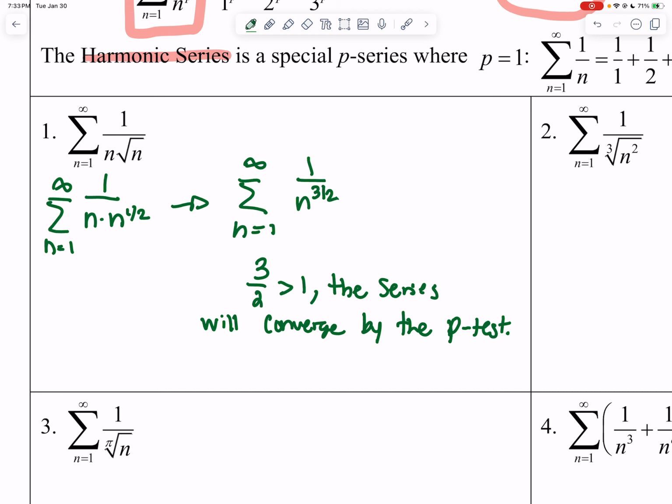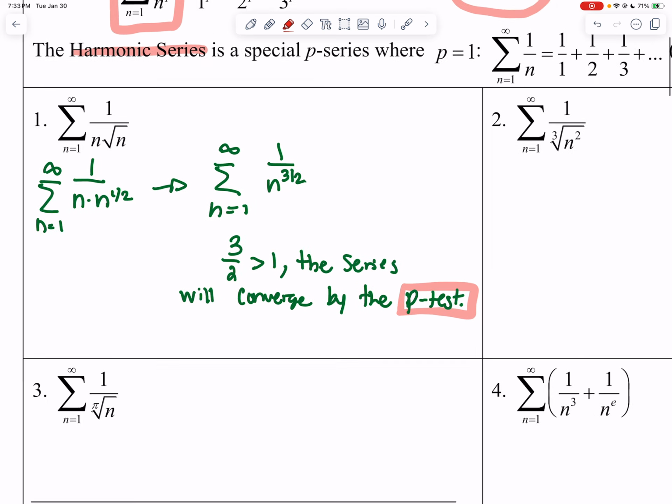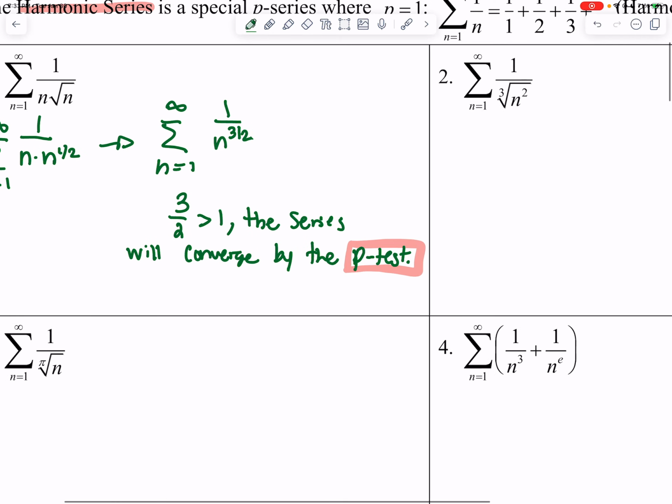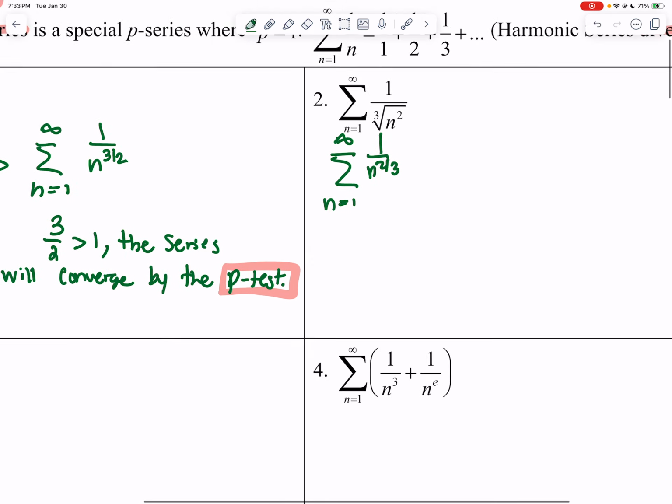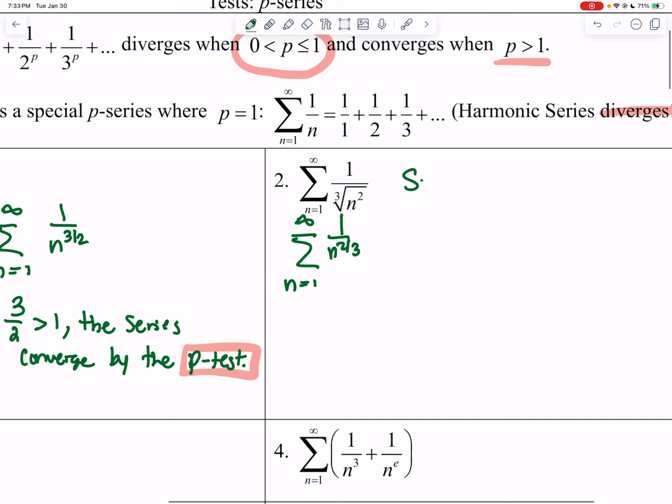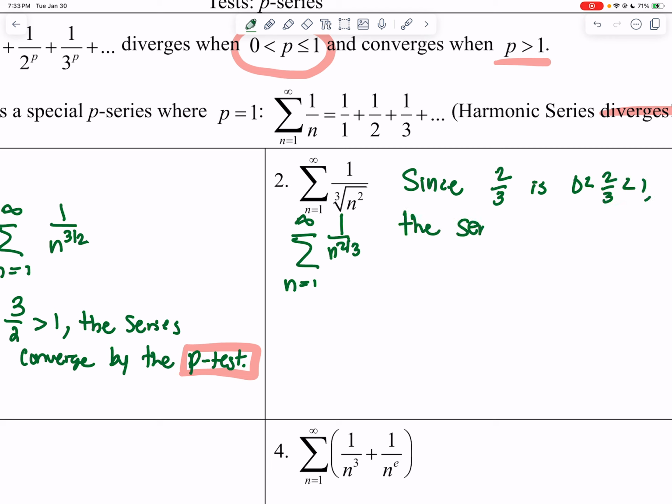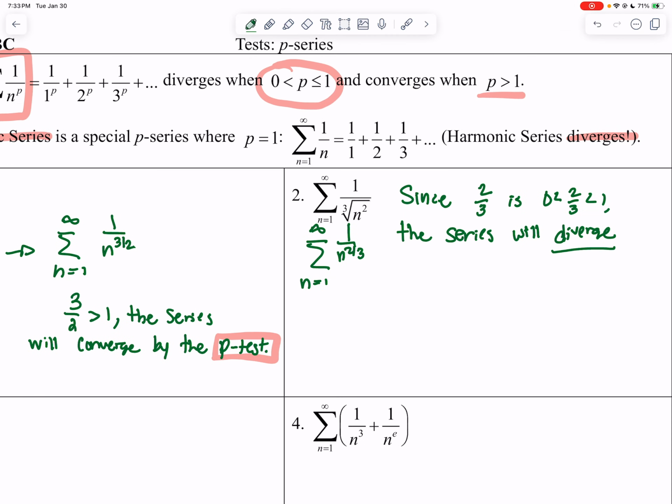Given that we have learned like 4 or 5 tests so far, it's important to note what test we're using. In this case, we're using the p-test. Same thing with number 2. I'm going to try and rewrite this so that I have n to the 2/3. Now, because 2/3 is between 0 and 1, the series will diverge since it's less than 1.